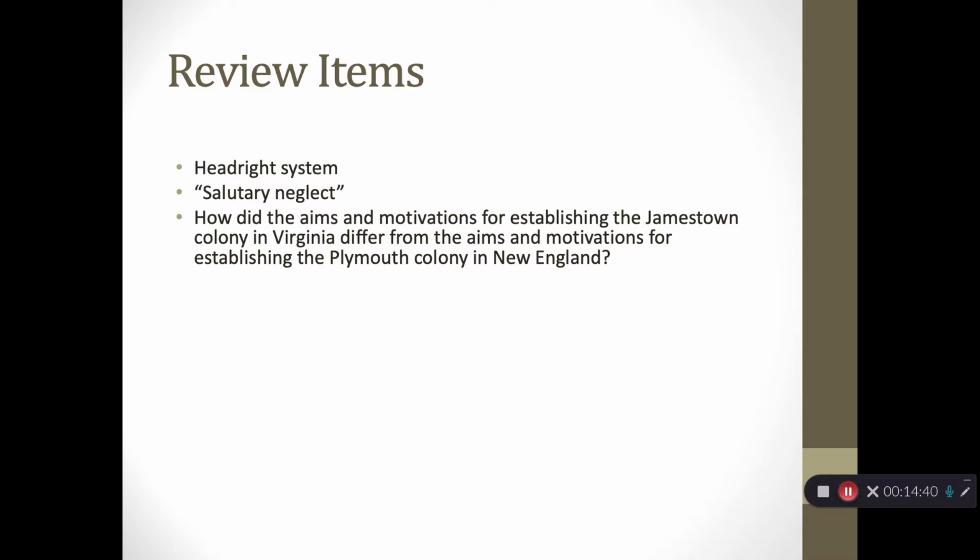Plymouth, like I mentioned before, was established primarily for religious reasons. It was established by Puritan separatists. And so here it's important to have some background on who the Puritans were. Puritans were Protestants in England who thought that the Church of England was still too much like the Catholic Church.